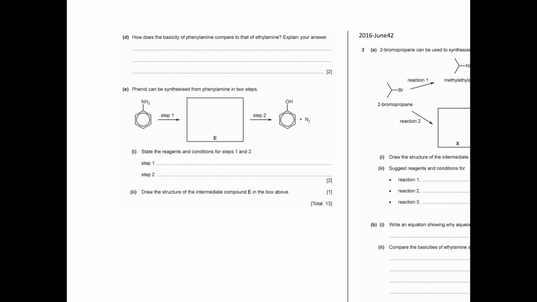So question D, how does the basicity of phenylamine compare to that of ethylamine? Explain your answer. Okay, so you have to know that their basicity depends on the lone pair on the nitrogens. So whether they are available to attract the protons or not. For phenylamine, you have to imagine that the nitrogen has a lone pair, and that lone pair is delocalized to the benzene ring. So it is not available to attract protons. So because of that, it is weak.